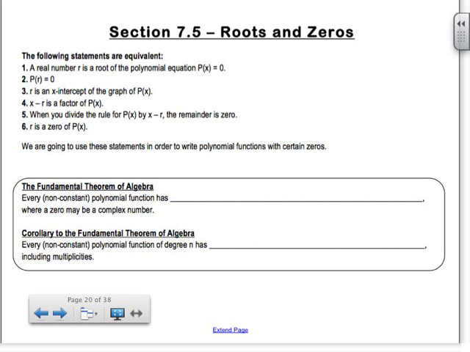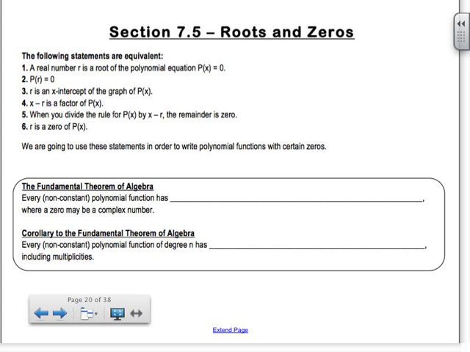So number one, you could say a real number r is a root of the polynomial p of x equals 0. You could say p of r equals 0. In other words, that's where it crosses the x-axis. r is an x-intercept of the graph. x minus r is a factor of p of x, because remember, if it was a root, it factored evenly. There was no remainder. When you divide the rule p of x by x minus r, your remainder is 0, and r is a 0 of p of x. So all those things mean the same thing.